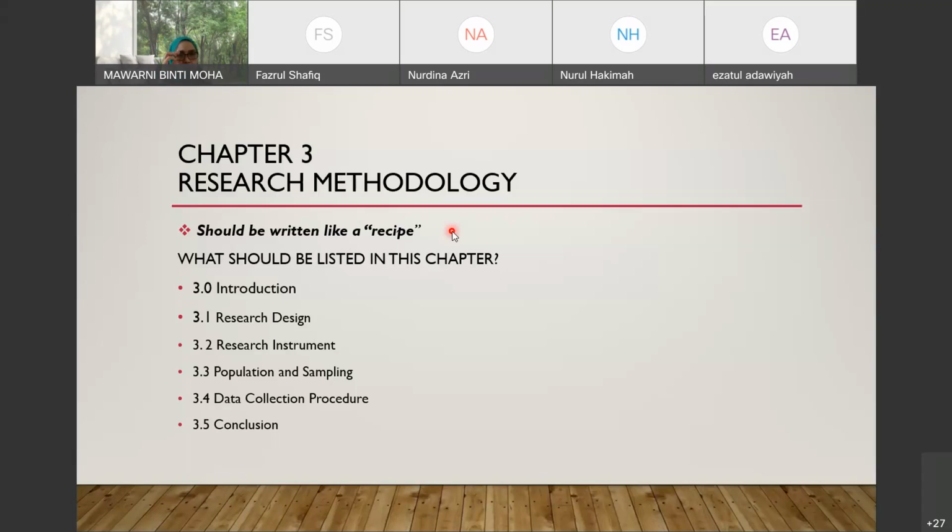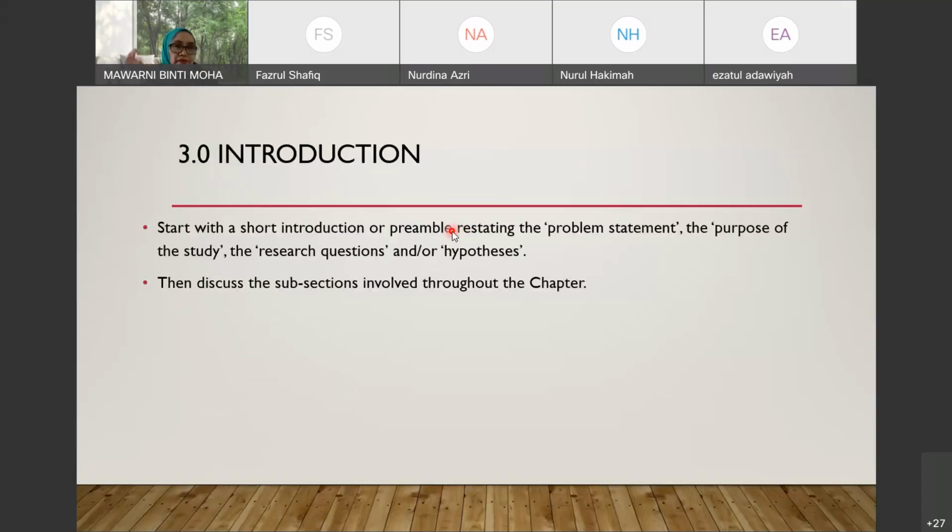Right. So again, introduction and conclusion are a must. I wouldn't say must, but it shows that you are above others. You can do something better because you know how to introduce your topic, your chapter. Next one, introduction. A short introduction or preamble restating the problem statement, the purpose of the study, the research questions and the hypothesis if you have. Again, it's like a repetition, but it's okay. It's to remind you as well as the readers of what you are doing. All right, and then discuss the subsections involved throughout the chapter.